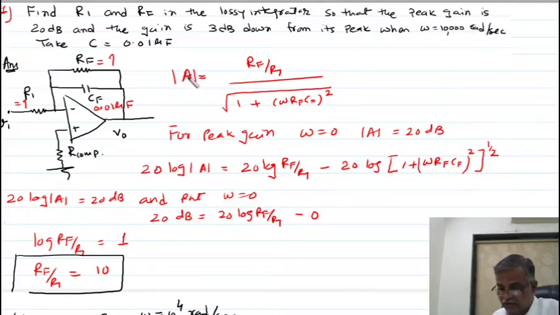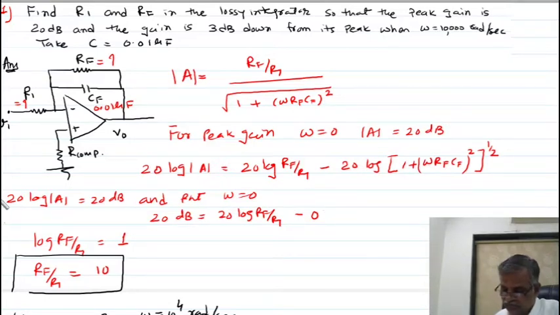Here please understand what the peak gain is. Peak gain is possible when this term is very small, so this is very small, or you can say omega is 0. So I have written A is 20 dB. You take the log, 20 log A, 20 log of this minus this. So 20 log A is 20, they have given, and put omega as 0.